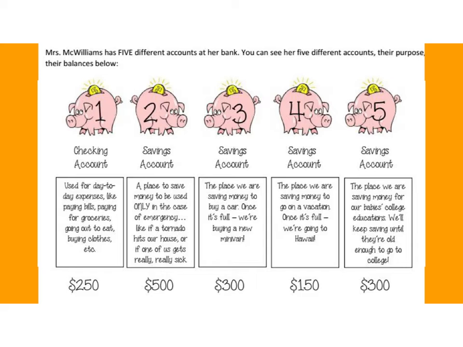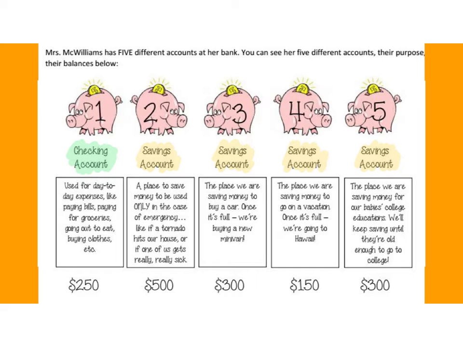Let's look at Mrs. McWilliams' 5 different accounts at her bank. Down below, we can see her accounts, their purpose, and their balances. Mrs. McWilliams has 1 checking account and 4 savings accounts. Her checking account is used for day-to-day expenses, like paying bills, paying for groceries, when she goes out to eat, if she's buying clothes. And she has $250 in this account.